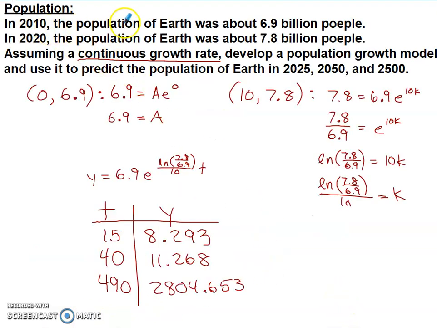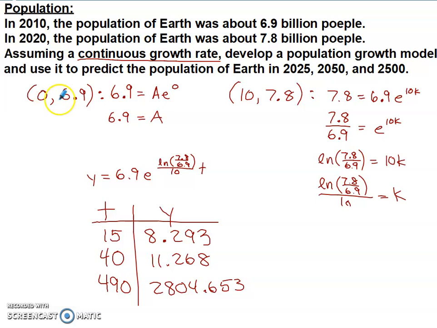So in 2010, the population of Earth was about 6.9 billion people. Then in 2020, it had grown to 7.8 billion people. If we assume a continuous growth rate, or assume that the rate of growth is directly proportional to the current level of the population, we want to develop a population growth model and use it to predict the population of Earth during these years. So I'm going to let time 0 be 2010.